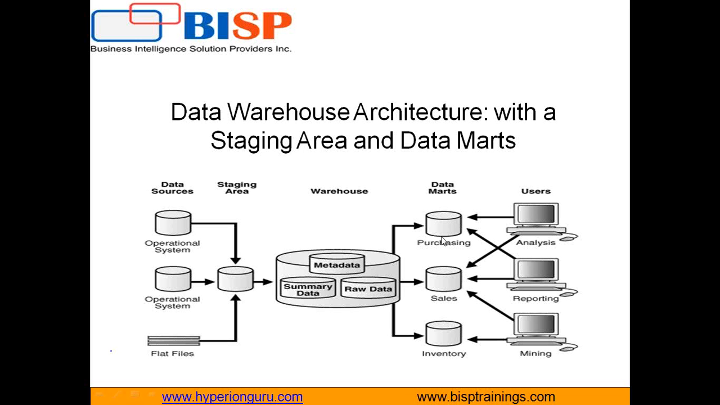In that particular example, if someone wants to get the information for purchasing, he just needs to go to the purchase data mart. It's not required for him to go to the sell data mart or the inventory one. Similarly, if someone is interested in sell data, he just needs to go to the sell mart. So this is the third type of architecture.